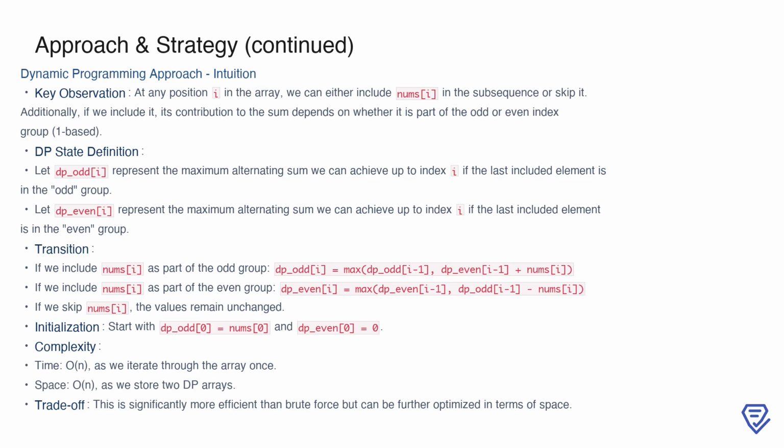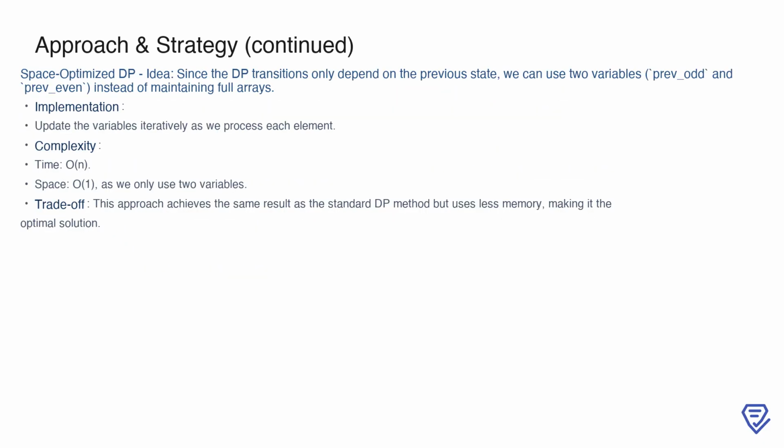However, this approach requires O(n) space to maintain the two arrays, which can still be optimized further. To address the space usage, we can refine the dynamic programming approach by observing that each state only depends on the previous one. This means we don't need to maintain full arrays. Instead, we can use two variables, prev_odd and prev_even, to represent the previous states. As we process each element, we update these variables iteratively.